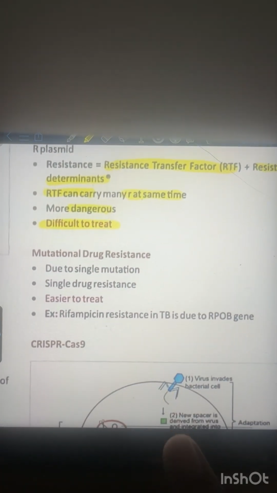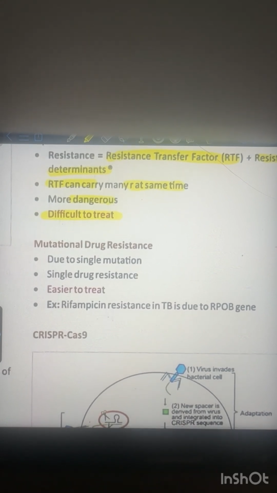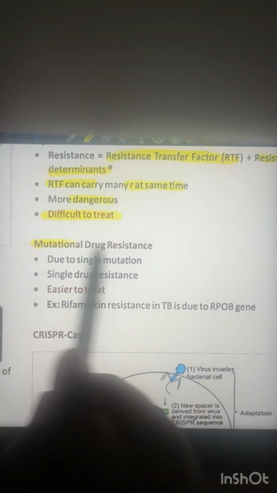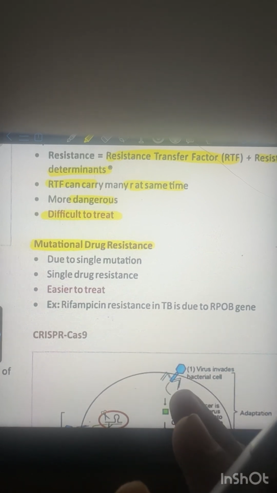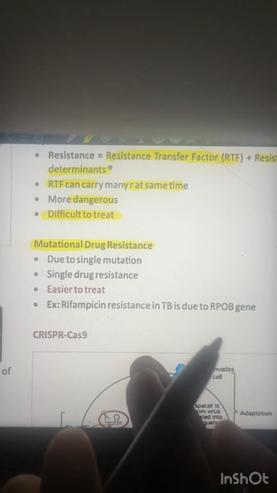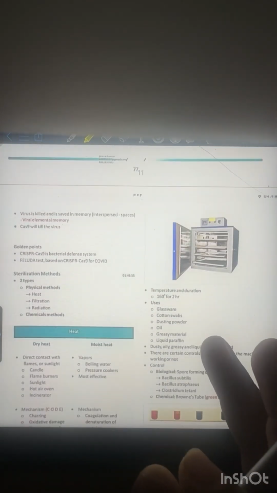Now the next topic that I'm teaching you related to this is only for NEET and INICET students, not for FMG students. So please remember, they ask you, what is the difference between transferable drug resistance and mutational drug resistance? Transferable drug resistance, I've understood, is because of the resistance transfer factor and because of all those R determinants and conjugation and all of that. So ma'am, this is very difficult to treat and it is going to be a major problem.